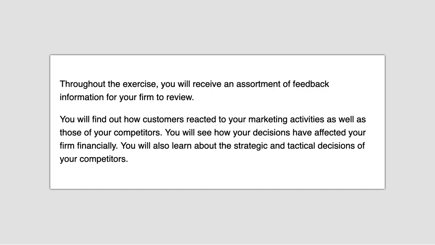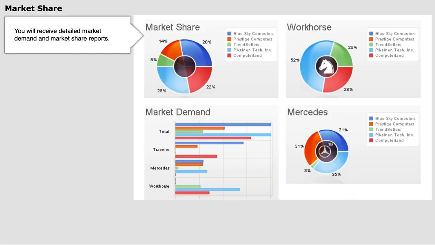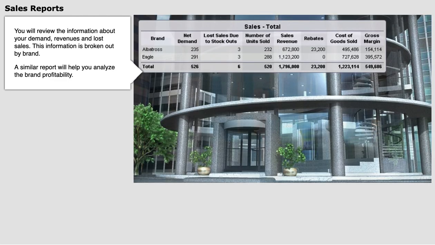Throughout the exercise, you will receive an assortment of feedback information for your firm to review. You will find out how customers reacted to your marketing activities, as well as those of your competitors. You will see how your decisions have affected your firm financially. You will also learn about the strategic and tactical decisions of your competitors. You will receive detailed market demand and market share reports. You will review the information about your demand, revenues, and lost sales. This information is broken out by brand. A similar report will help you analyze the brand profitability.